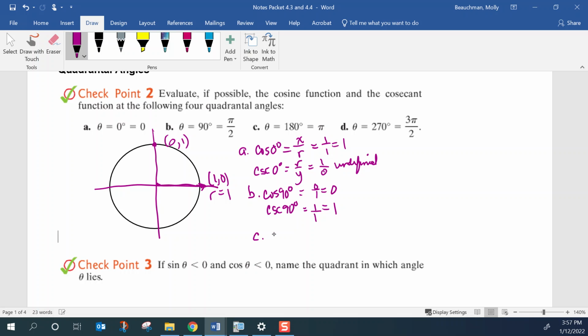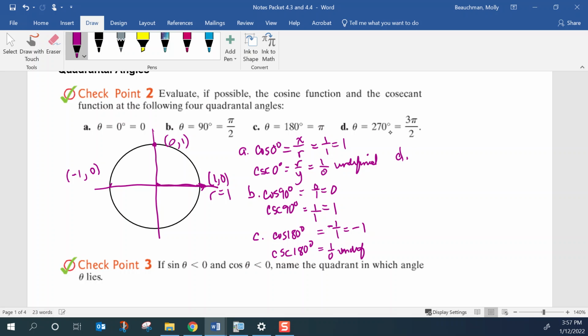Part C, for 180 degrees, we want the cosine and the cosecant. Coordinates over here are (-1, 0). Again, the radius is still 1. So the cosine is x over r, so that would be negative 1 over 1, which is negative 1. And the cosecant of 180 is r over y, so that would be 1 over 0. It's undefined again. So there is no cosecant at 180.